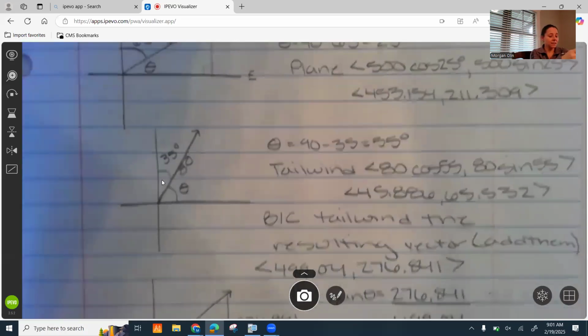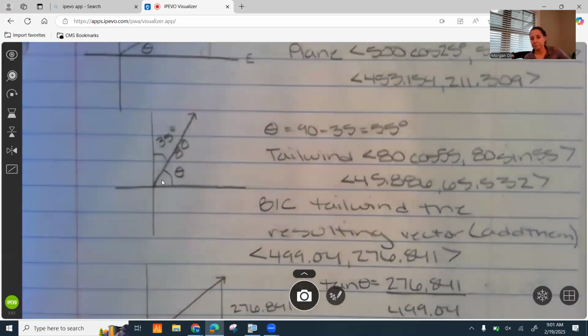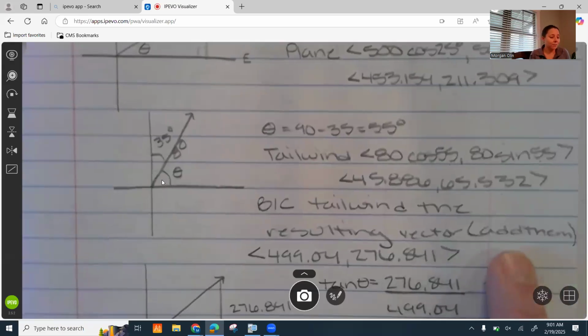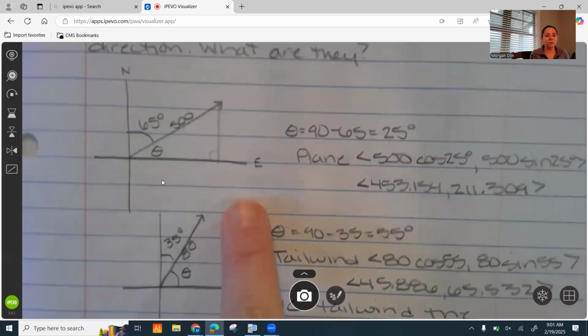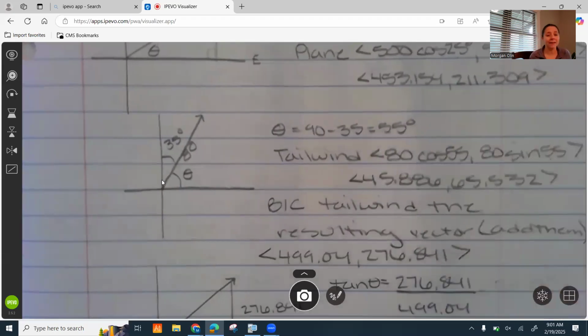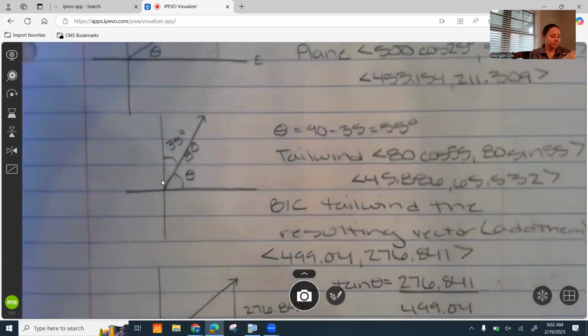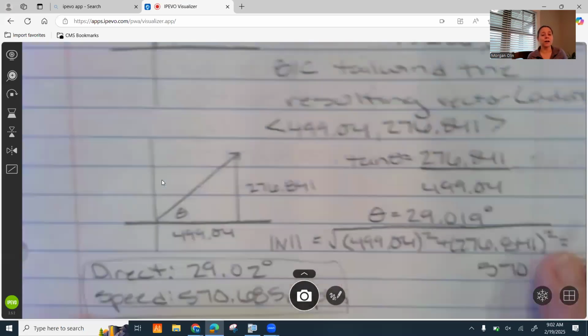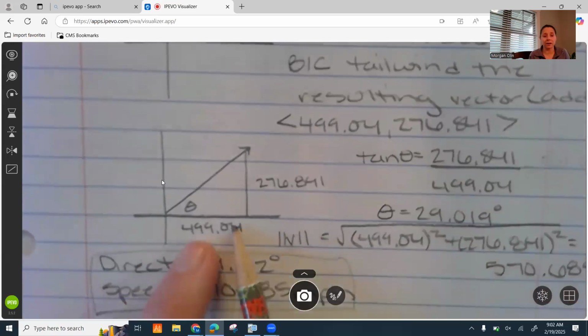Now, because it's a tailwind, for the resulting vector we're going to add them. If you notice, they're going in the same direction. So a tailwind is going to push you and make you go faster. So what we do with these two vectors is we add them. Now, we still haven't answered our question. We want to find the direction and the speed. So we've got our new vector, here's our new vector right here.